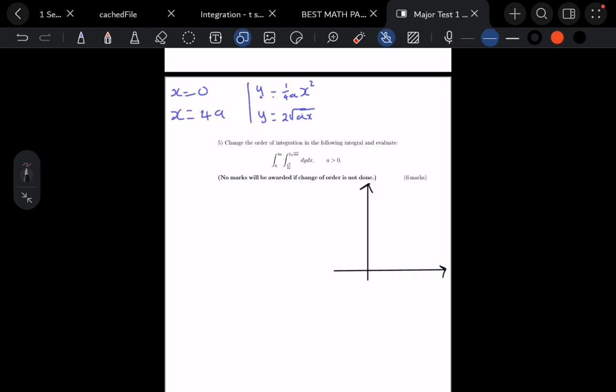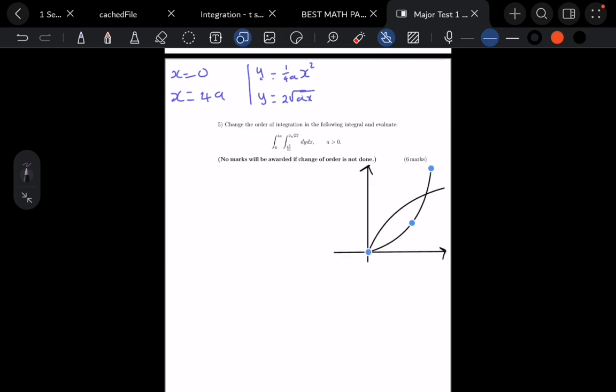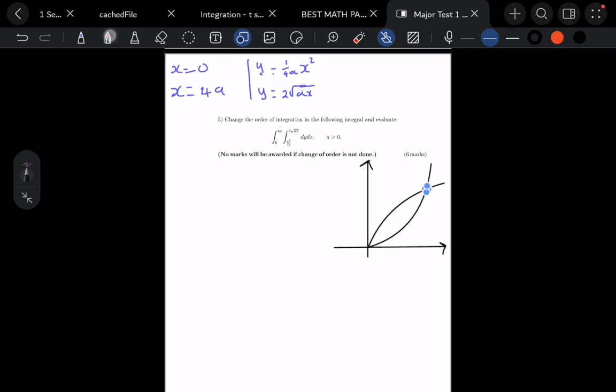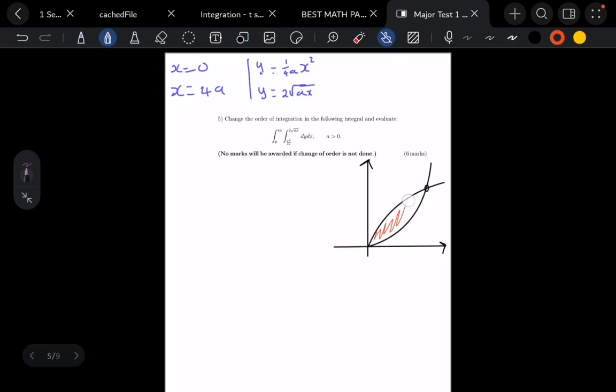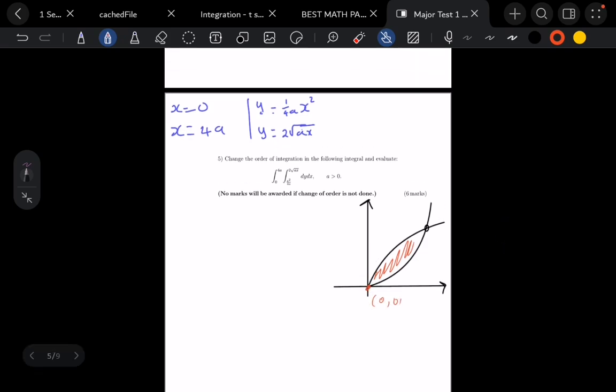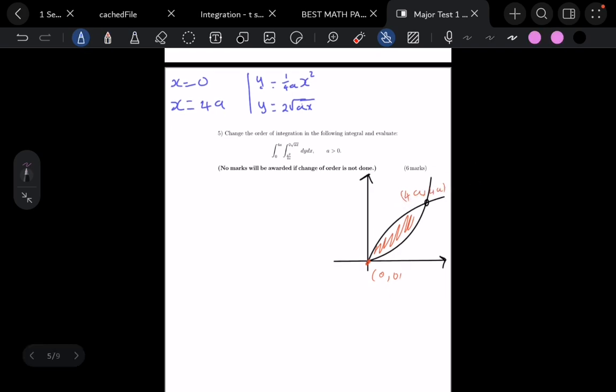So we have a graph like that, and then a graph like that. So they meet at this point. So the region that I'm talking about is this one here. Right. Now these coordinates there, it is 0, 0. If you substitute the point of 0 there, I'm going to get that. If you substitute the point of x, I'm going to get 4a. So it's 4a, 4a. In this case, now let us evaluate.